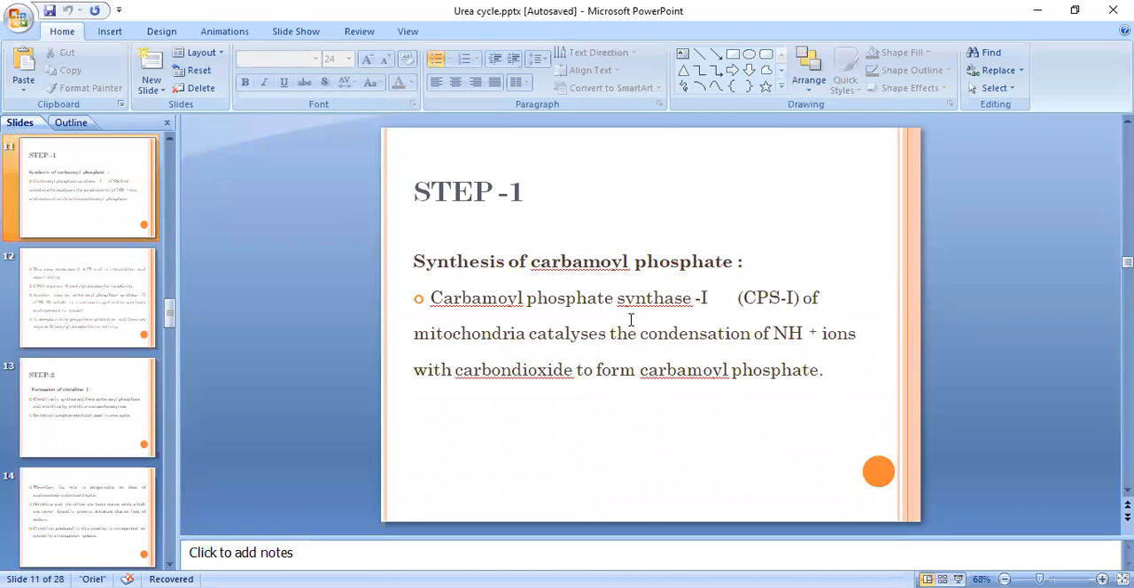Step 1 is the synthesis of carbamyl phosphate. The carbamyl phosphate synthase, which is known as CPS1, is an enzyme present in the mitochondria. It will catalyze the condensation of NH4 plus ions with carbon dioxide to form carbamyl phosphate. That means during the condensation of ammonium ions with carbon dioxide in the presence of the CPS1 enzyme, it forms carbamyl phosphate.